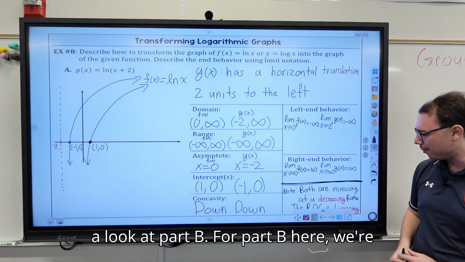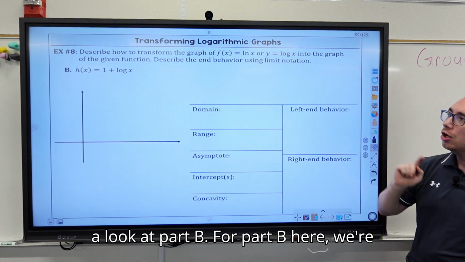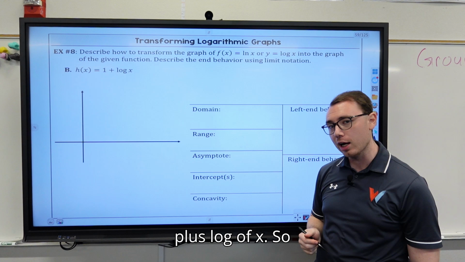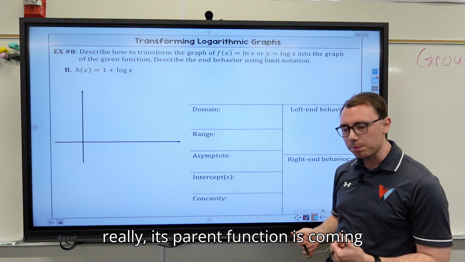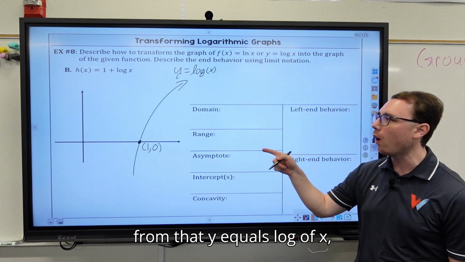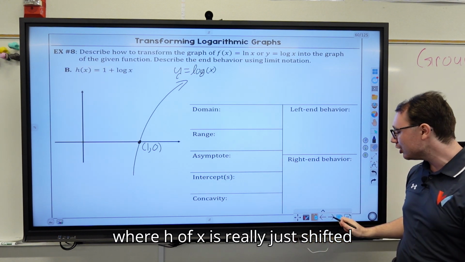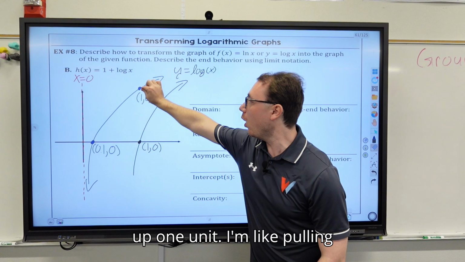Now let's take a look at part B. For part B, we're given that h of x is equal to 1 plus log of x. So its parent function is y equals log of x, where h of x is really just shifted up 1 unit.